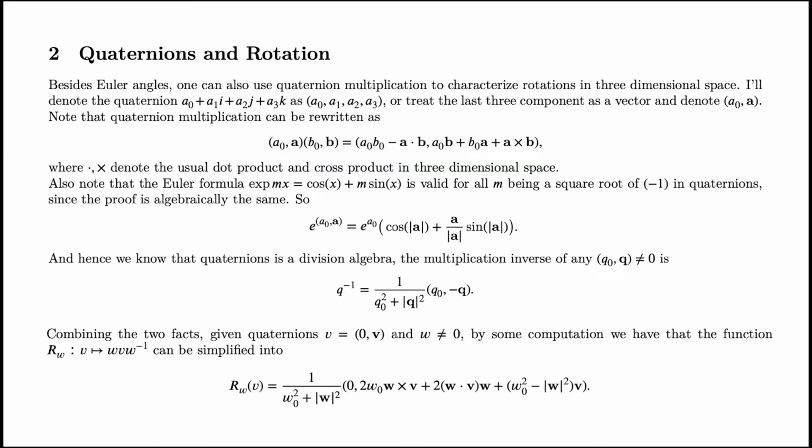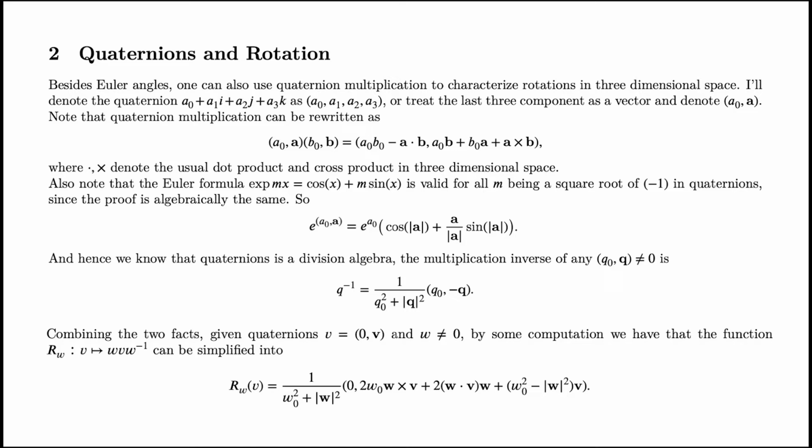Recall Euler's formula: e to the mx equals cosine of x plus m sine of x, where m is any square root of -1. The exponential, cosine, and sine functions of quaternions are defined using power series, and note that e to the x times e to the y is in general not equal to e to the x plus y when xy is not equal to yx.